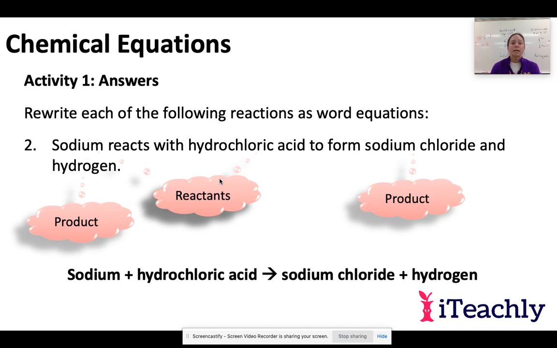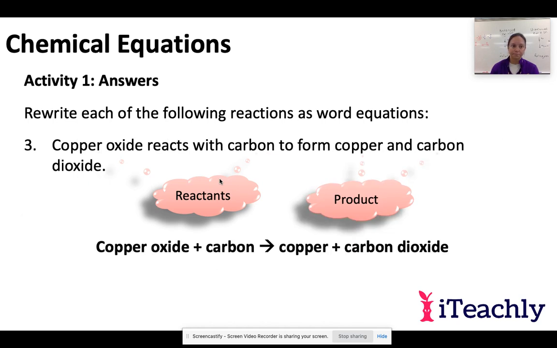So I have sodium reacts with hydrochloric acid to form sodium chloride and hydrogen. So sodium plus hydrochloric acid. Notice the arrow to represent yields. Yields or produces sodium chloride plus hydrogen. Again, notice the reactants are on the left side and the products are on the right side. Also notice we're separating the reactants and products with the little arrow, and then the plus signs to separate the 2 products from the 2 reactants.